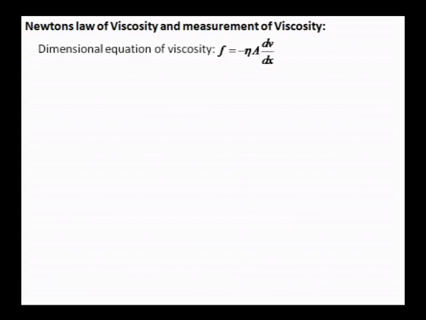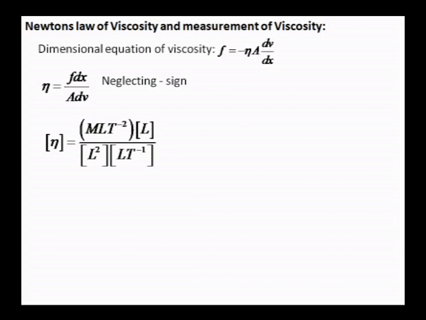The dimensional equation of viscosity, that is the coefficient of viscosity eta, we can calculate now according to the formula of Newton's law of viscosity. F is equal to minus eta A dV by dx, or the coefficient of viscosity is equal to F into dx by A dV. Here we are neglecting the sign because sign is not going to come into the dimensional equation.